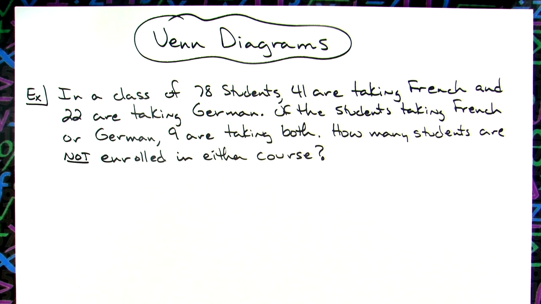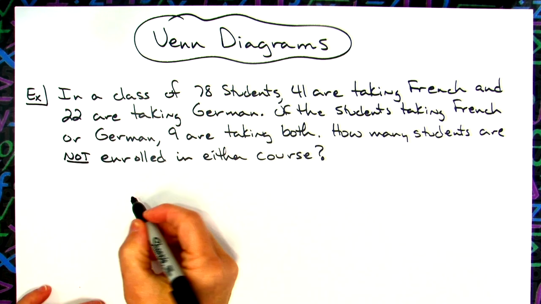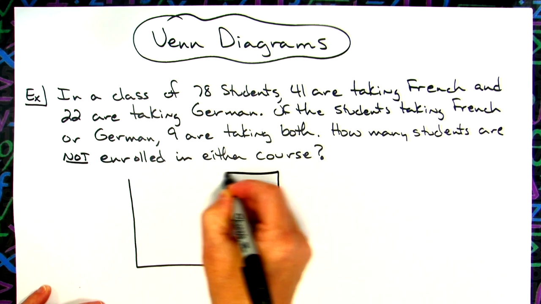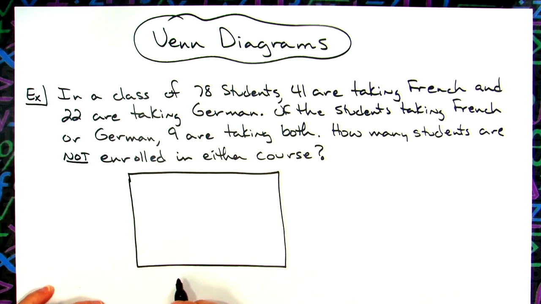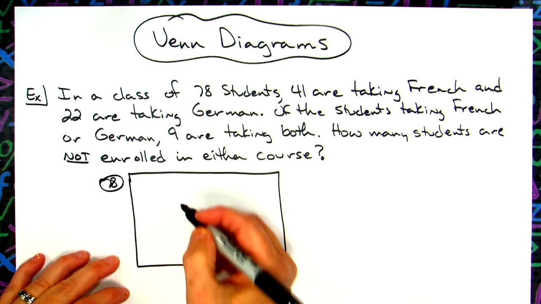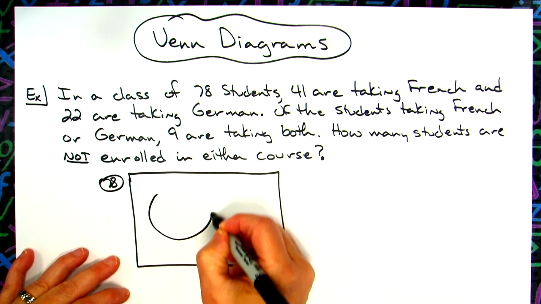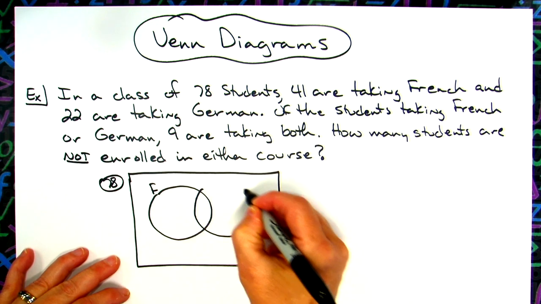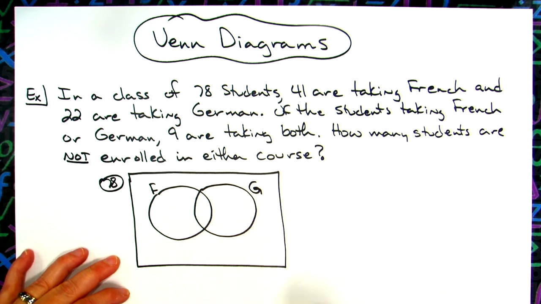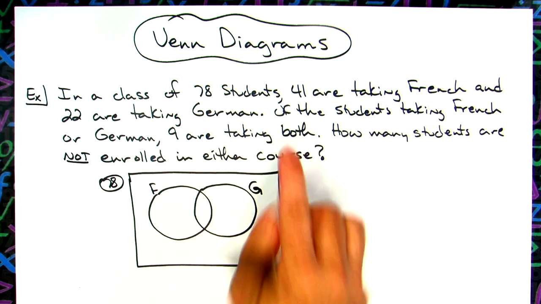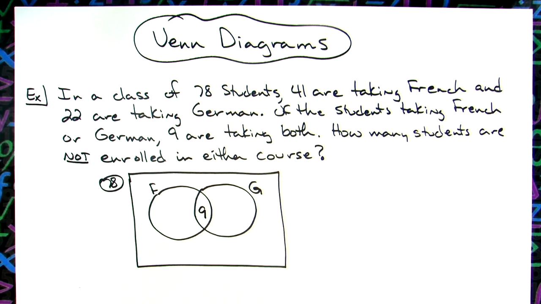All right, so the easiest way is to just create your Venn diagram. I am going to do a rectangle for the overall amount here, which is 78 kids. Now I've got French and German, so I'm going to do 2 circles, one for French and then one for German. And I am going to make sure that they overlap because there will be some students that are taking both. 9 are taking both. So we're going to put 9 right in there.